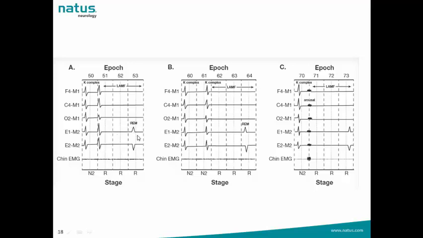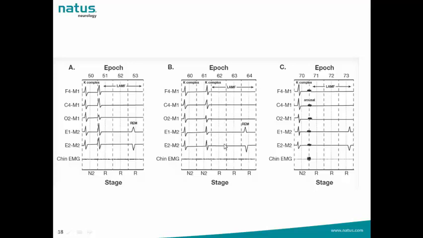B, in epoch number 60, we have K-complex in the first half. However, chin EMG tone is absent here, which is the tricky part. We keep it in mind and we go forward for the next epoch. And in the end portion of 61, we have K-complex. So we have no interruption of N2 as a result of those consecutive K-complexes in epoch number 60 and 61. So this is N2.